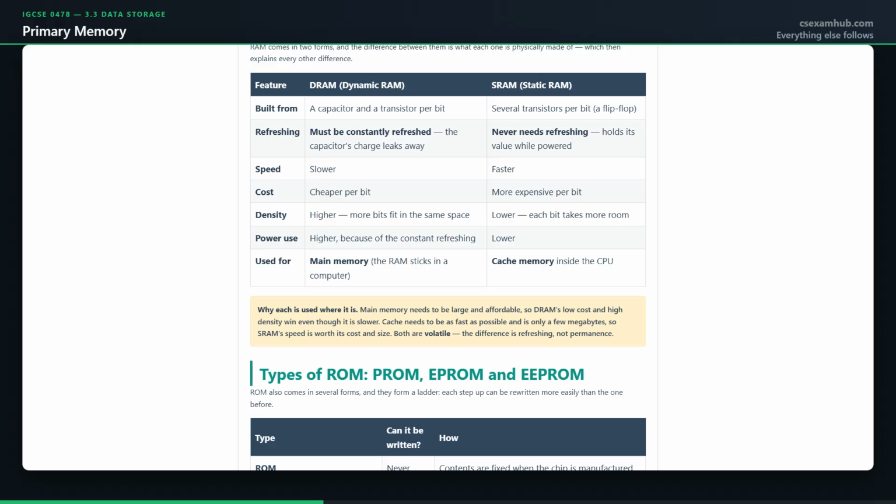That is the answer to a question students often find odd. Why is cache not just more RAM? Because it is made of something different and something faster and more expensive. Both, though, are volatile. Refreshing is about a leaking capacitor, not about permanence, and neither type survives the power going off.